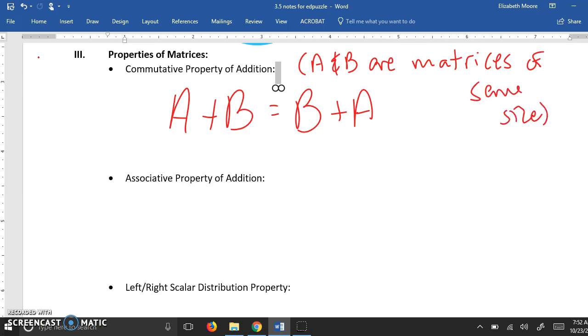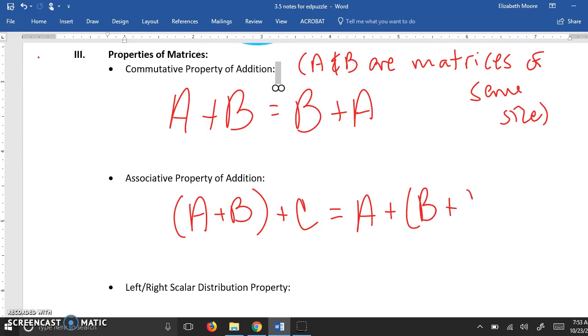Okay, our associative property of addition, again, similar to what we've done with associative in the past. Let's say I have A plus B and I do that addition first, and then I add matrix C to that result. That's going to be the same thing as if I added B and C matrices together first and then added A. So with addition, that will not matter. Now guys, notice I'm saying addition. These do not work always with subtraction. So just make note of that.